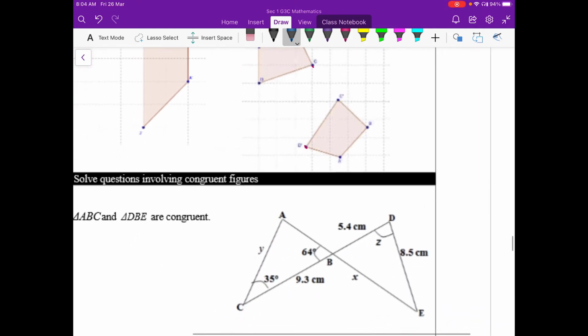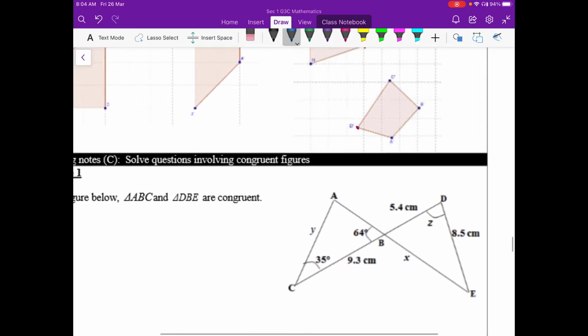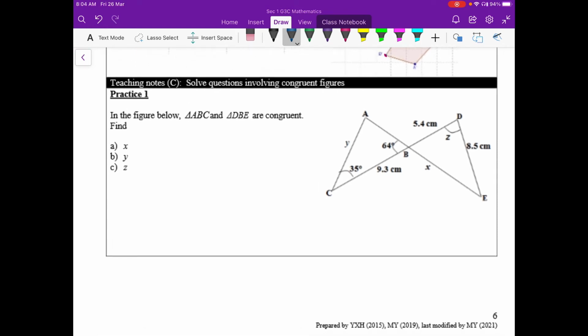Okay, now we come to the more typical type of questions for congruency. In the figure below, A, B, C, D, B, E are congruent. Just a quick recap. Note that the first letter and the first letter are corresponding. So A and D are corresponding. B and B are corresponding. No surprises over there. And then finally we have letter C and letter E.